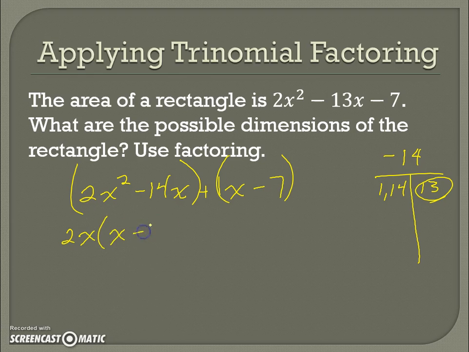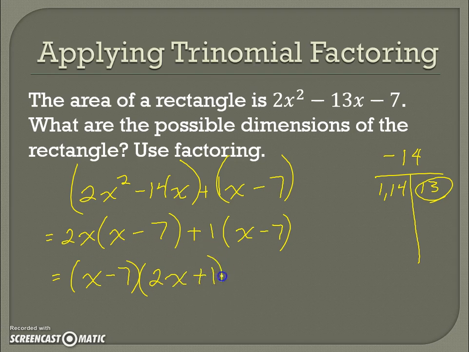With x minus 7 here. And then the greatest common factor between these is 1, so I'm left with another x minus 7. Factor that out, I get x minus 7. And what I'm left with here is 2x plus 1. All right, so it says, what are the possible dimensions? It could be x minus 7 and 2x plus 1. Those are my possible dimensions right there.